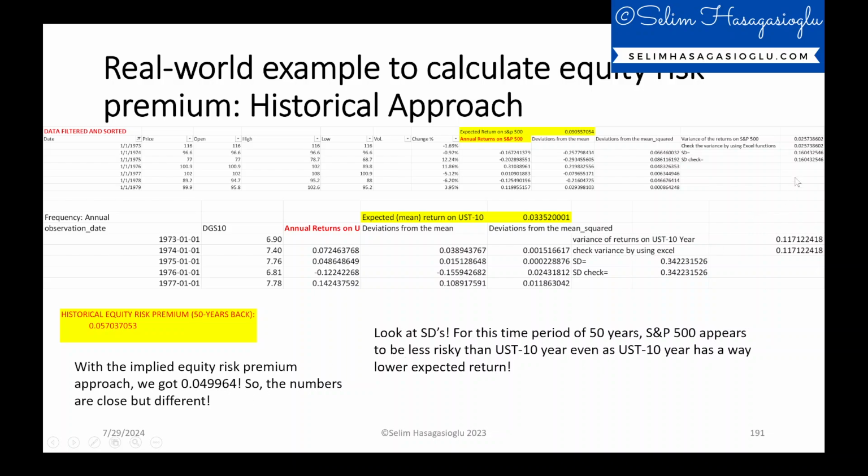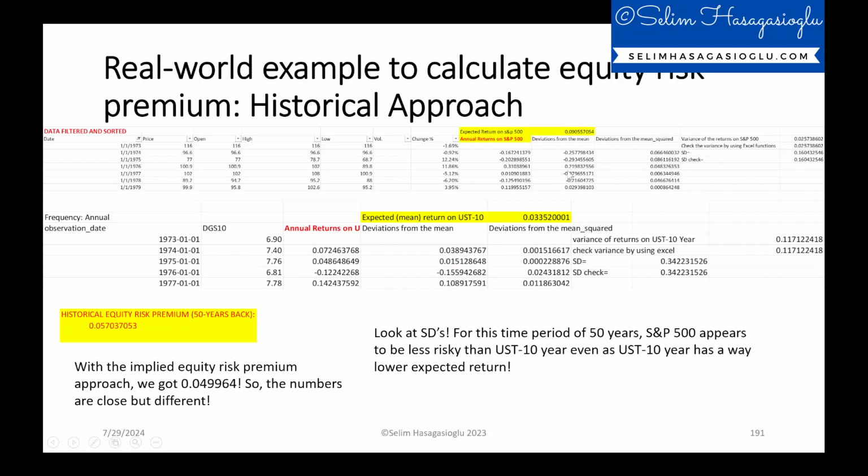Also look at the standard deviations of these returns for this time period of 50 years. The S&P 500 appears to be less risky than the US 10-year Treasury, even as the US 10-year Treasury has a way lower expected return. We have this expected return at around 3%, but look at the standard deviation, 34%. But here we have a higher return for the S&P 500, and look at the standard deviation, it is around 16%. So for this time period, theoretically the S&P 500 should be riskier than a US Treasury bond.